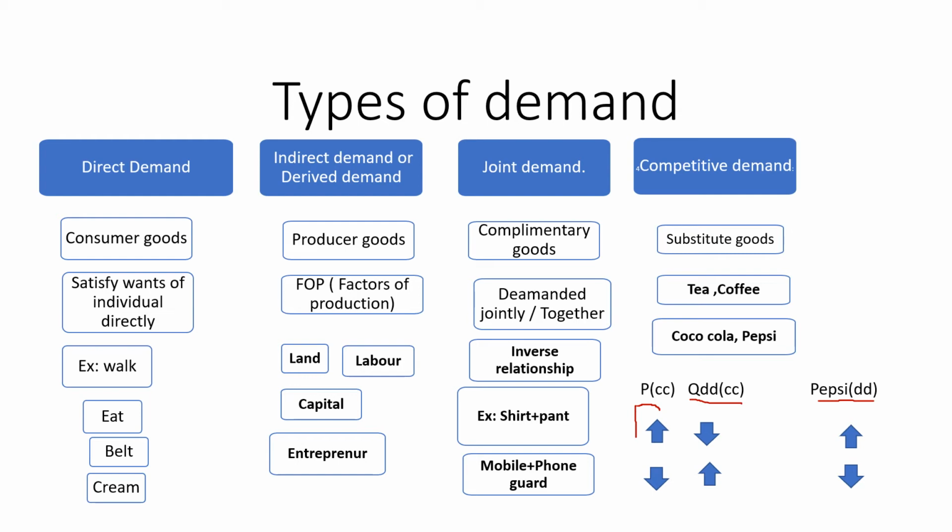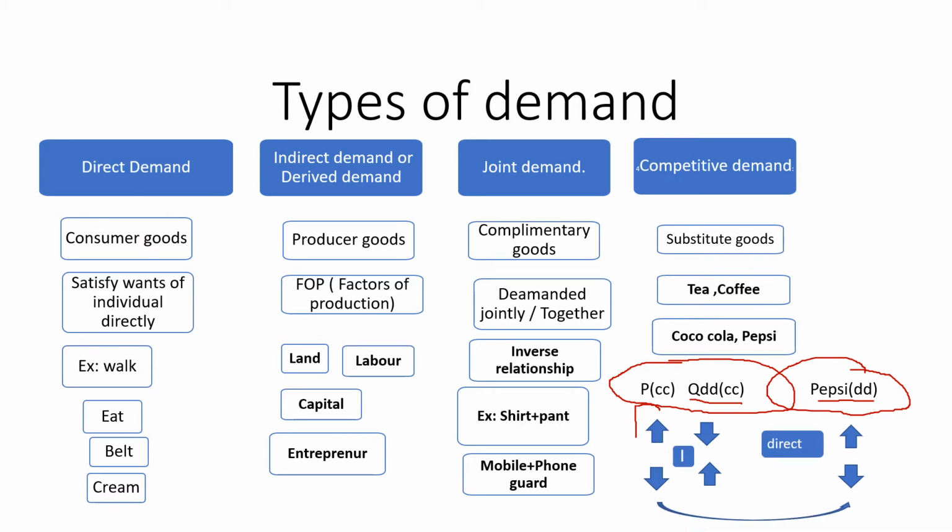So, we are not talking about one product. It is not only about Coca-Cola. It is about two products, Pepsi and Coca-Cola. When I talk about the Coca-Cola product alone, there is an inverse relationship. But when I talk about the two products, Coca-Cola and Pepsi, there is a direct relationship. How is there a direct relationship? See, if the price increases in Coca-Cola, we will be purchasing Pepsi. If the price decreases in Coca-Cola, the Pepsi demand will also decrease.